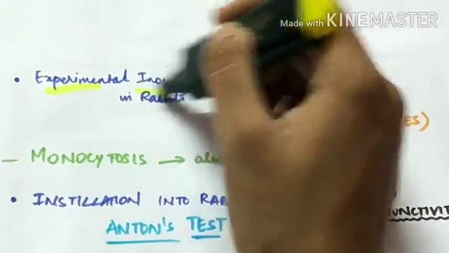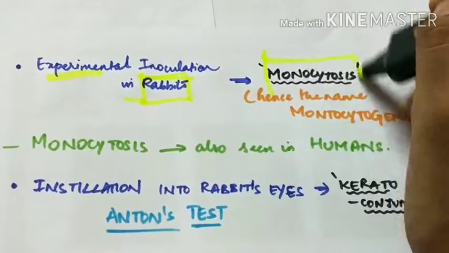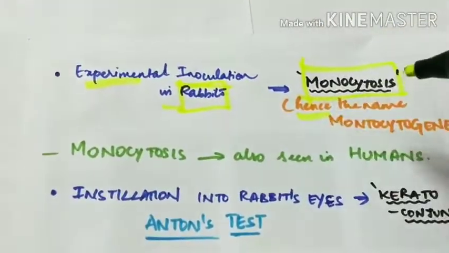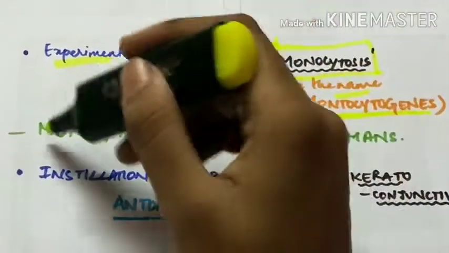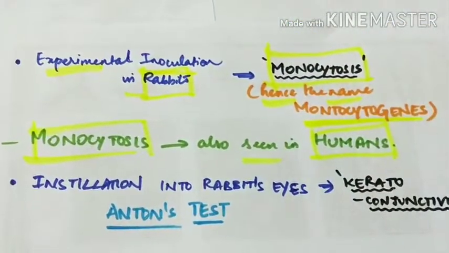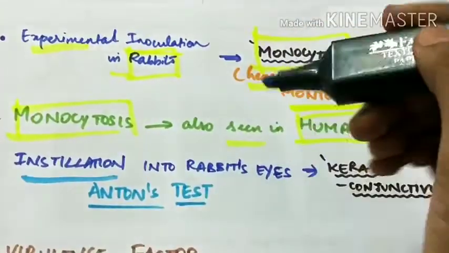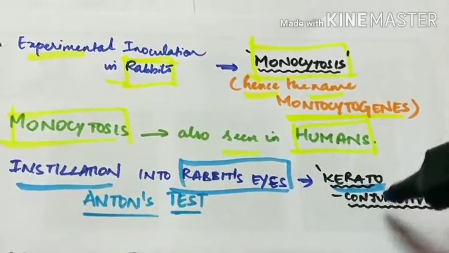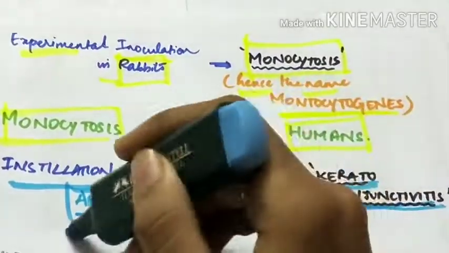On experimental inoculation in rabbits, it produces monocytosis, an increase in the number of monocytes. Hence it got its name monocytogenes. Monocytosis is also seen in humans. The instillation of Listeria monocytogenes into the eyes of rabbits produces keratoconjunctivitis. This test is called Anton's test.